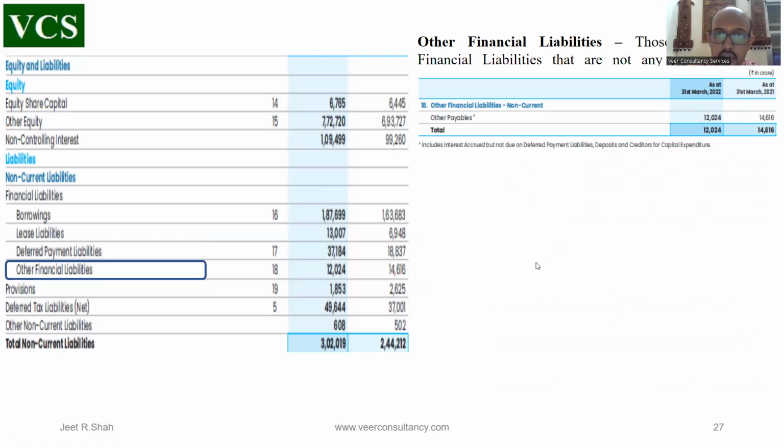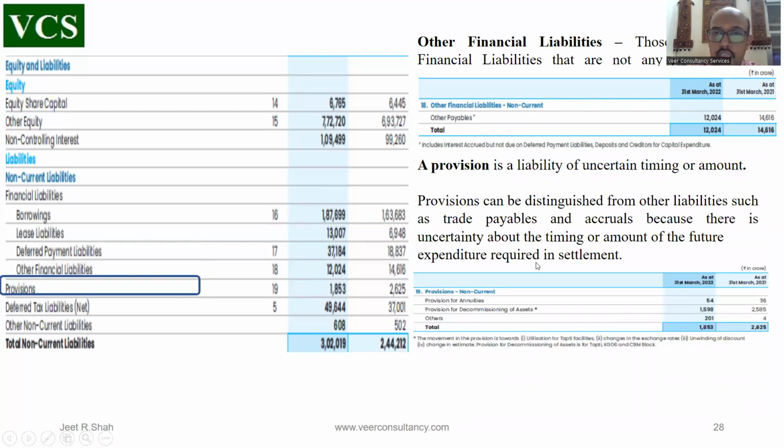After this, as we move ahead, we have provisions. What is a provision? It's a liability of uncertain timing or amount. Provision can be distinguished from other liabilities such as trade payables and accruals because there is an uncertainty about the timing or the amount of future expenditure required in the settlement. It means you have to pay, but when it will come and how much will come, both can be dicey. So provisions which are non-current are long-term in nature: it will come, but not within one year, after one year.